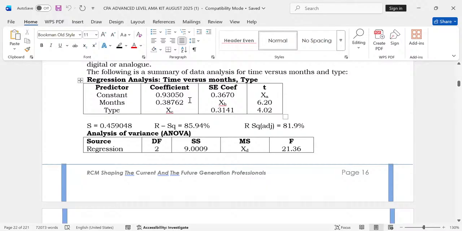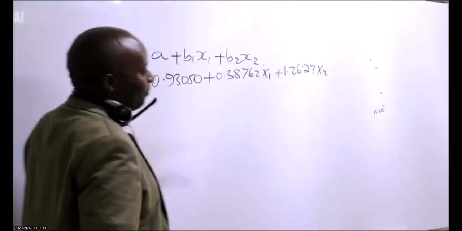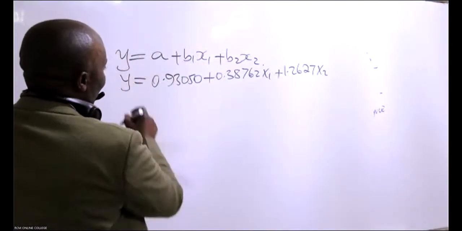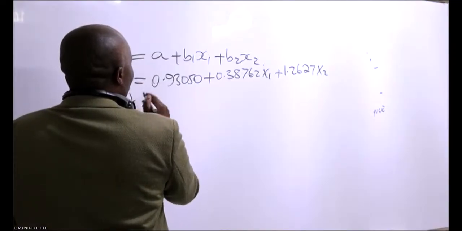0.9305, isn't it? Plus b1, the coefficient of x1. The coefficient of x1 is 0.38762. 0.38762 x1 plus, you know, there is this coefficient XC which you had gotten. You already have it. 1.2627 x2, isn't it? Already you have everything there. So if you wish, you can substitute here.